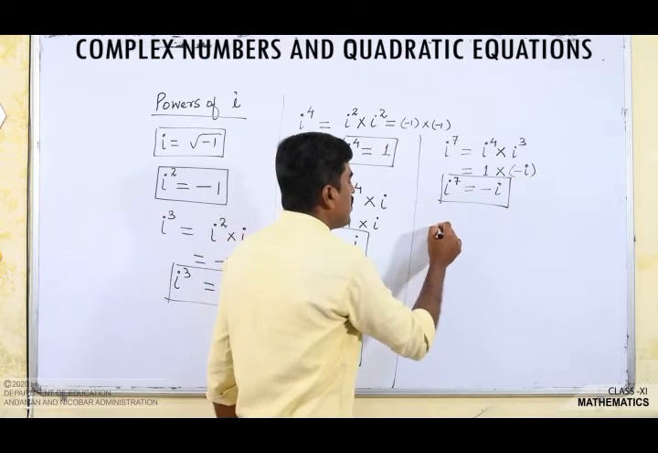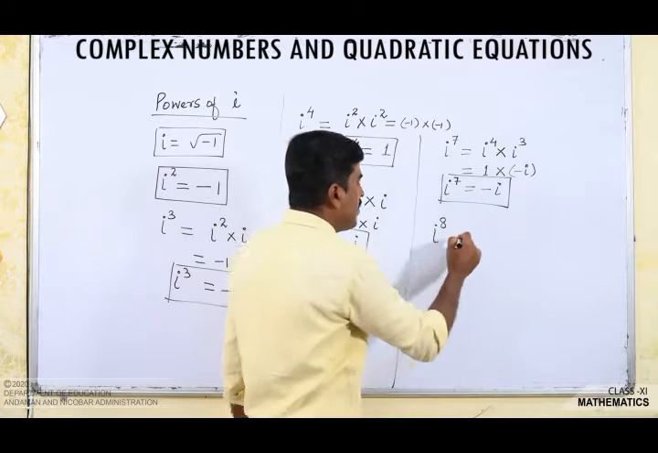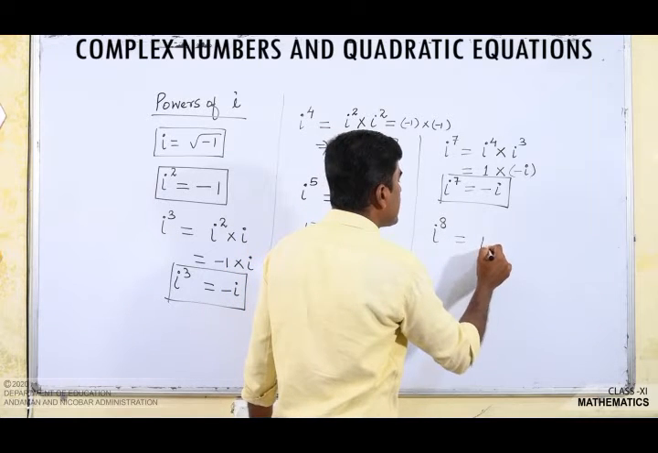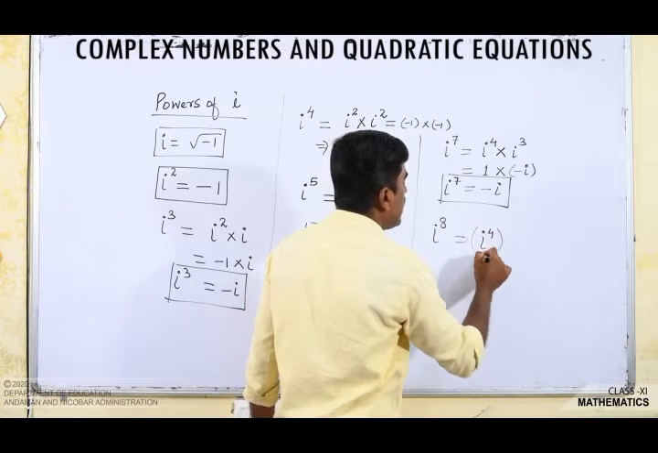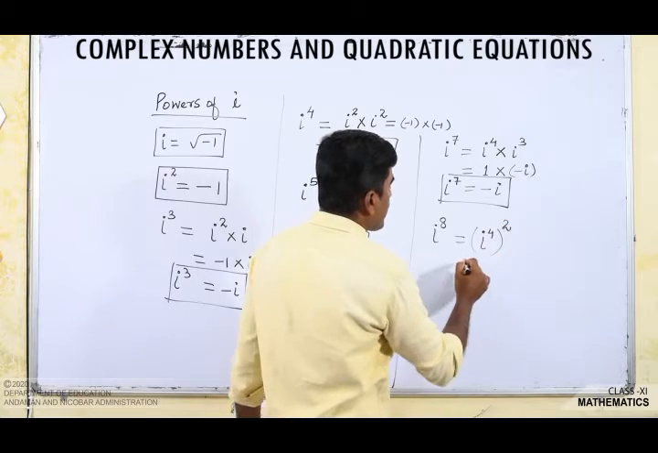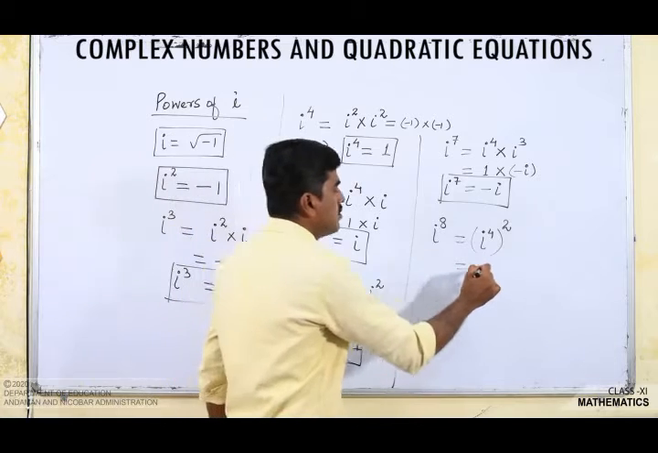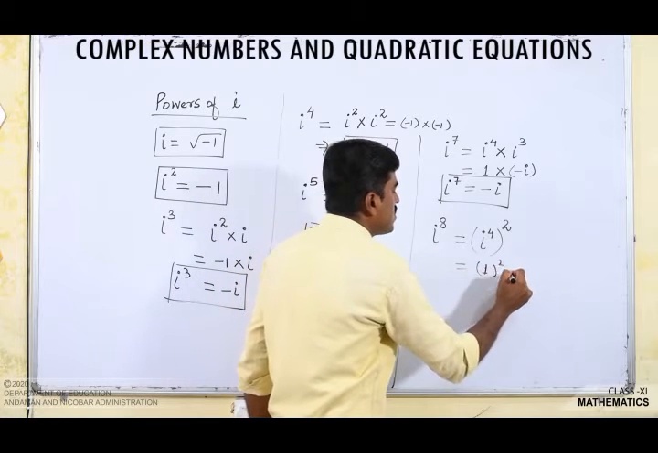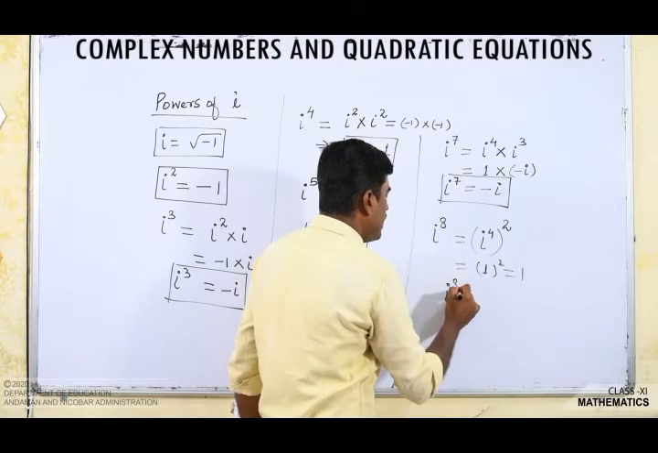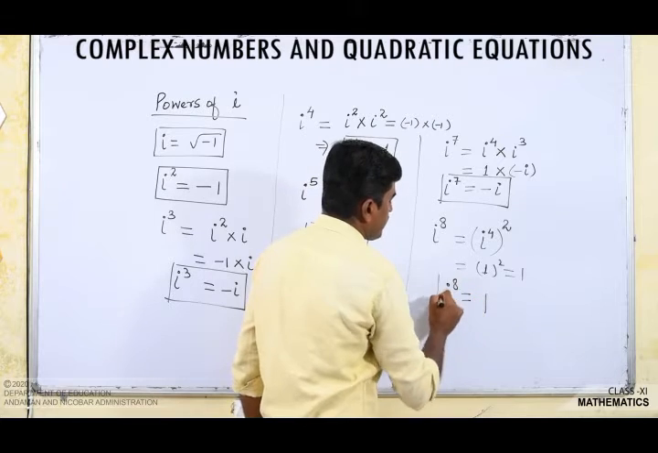Now what is i power 8? i power 8 can be written as i power 4 whole square. The value of i power 4 is 1, so it is 1 square, that is equal to 1. So i power 8 is equal to 1.